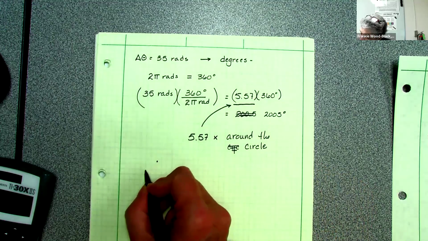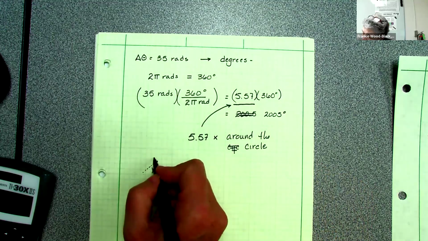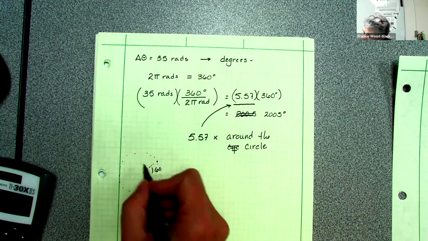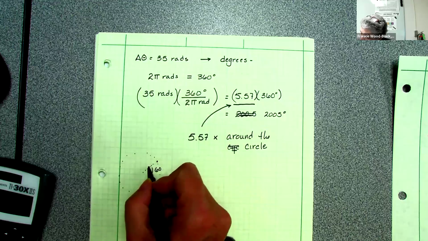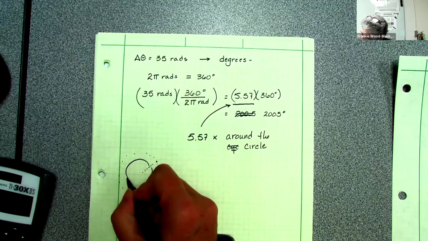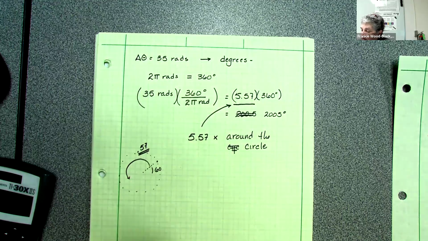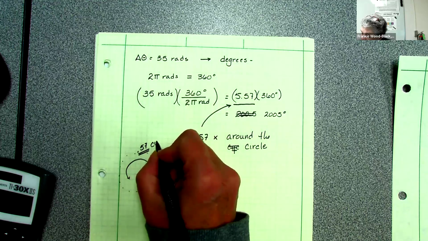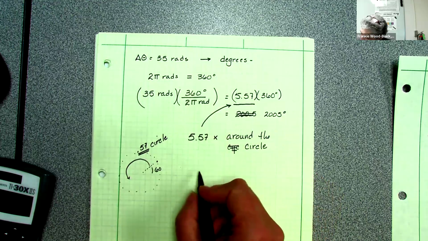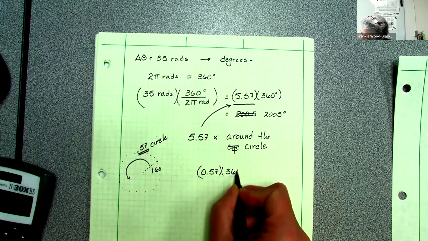So if we're starting at 60 degrees and we go around my circle 5.57 times, the new angle that I'm going to end up at, I need to know where my 0.57 is. And that's 0.57 of my circle. So I don't necessarily have to do that 251. Let's look at my 0.57 times my 360.